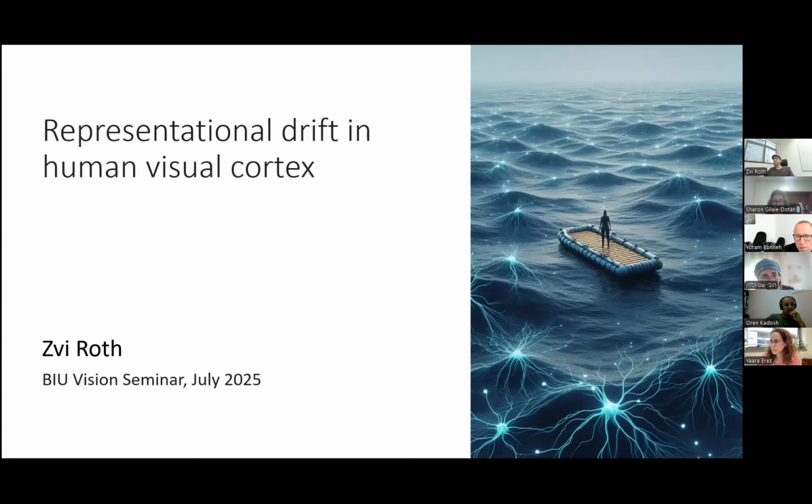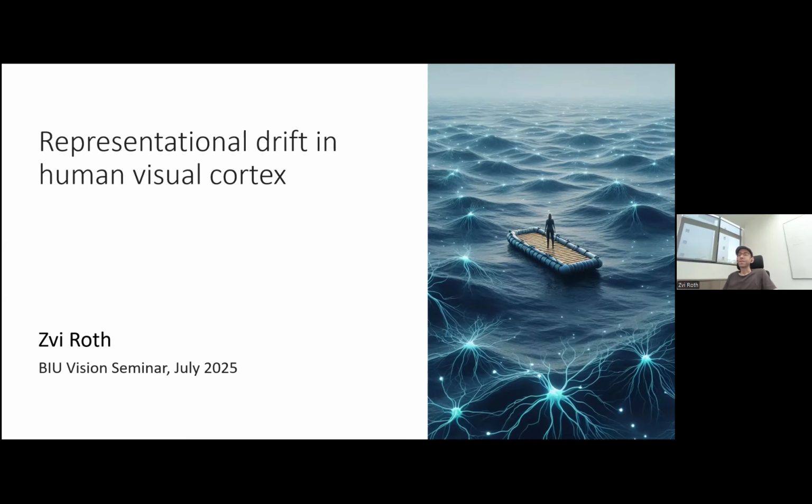Thanks a lot, Shalom. So in my research, I use fMRI experiments, as you mentioned, combined with computational modeling and other methods to study the human visual cortex: how visual features are captured by neural tuning, and how neural activity reflects and represents visual stimuli. And I'm particularly interested in cases where the tuning or the representations change over time.